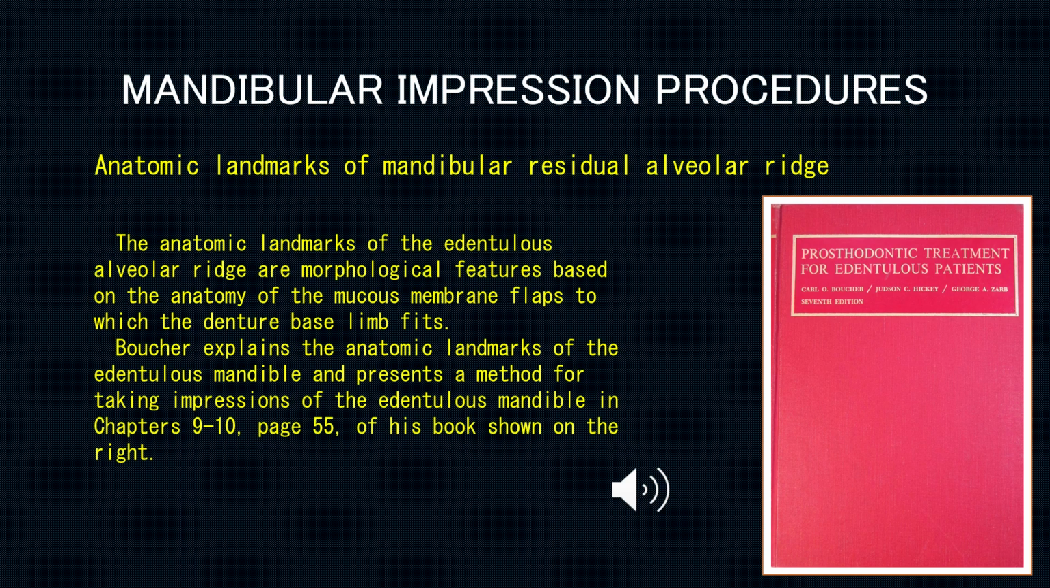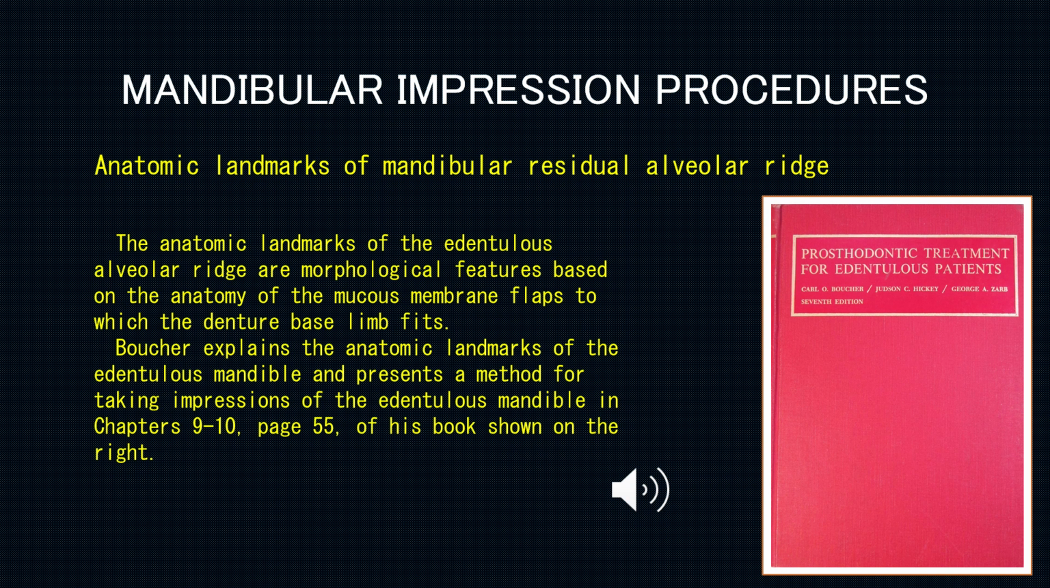Anatomic landmarks of mandibular residual alveolar ridge. The anatomic landmarks of the edentulous alveolar ridge are morphological features based on the anatomy of the mucous membrane flaps, to which the denture base limb fits.